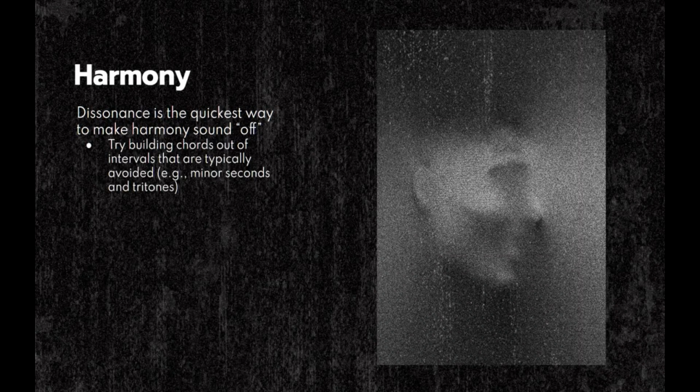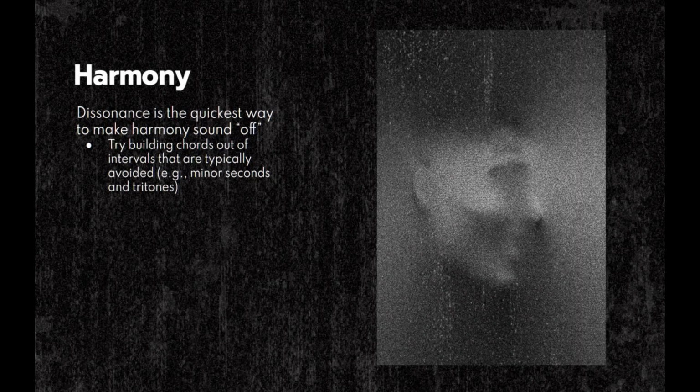of your music. And once again, we'll want to work with something that's off-putting to the audience. For harmony, this typically means we want to use as much dissonance as possible. The easiest way to achieve this is to focus on building your own chords out of intervals that are typically avoided in most consonant harmonies. Namely, you'll want to use a whole bunch of minor second intervals and tritones.